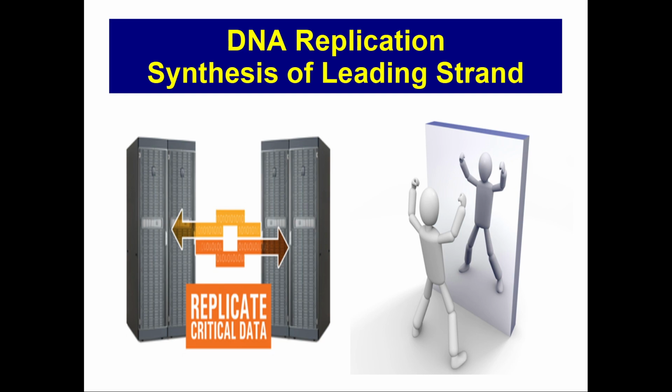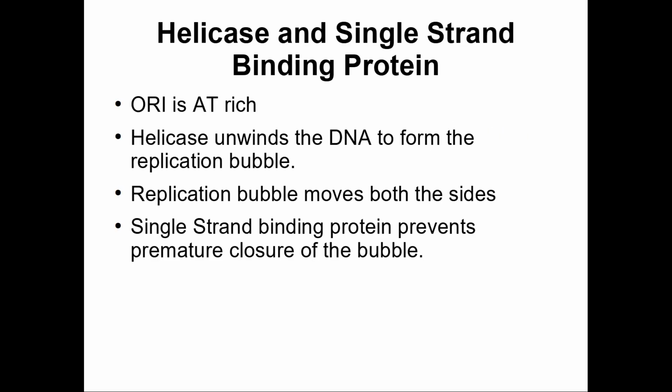Now we shall talk about the DNA replication synthesis of the leading strand. The story so far is that when an appropriate signal reached the cell, it prepared itself for DNA replication, for entering the cell cycle. There was an arrest in the G1 phase. Then the cyclin-dependent kinases, retinoblastoma protein, all of them interact and push the cell from the G1 phase to the S phase.